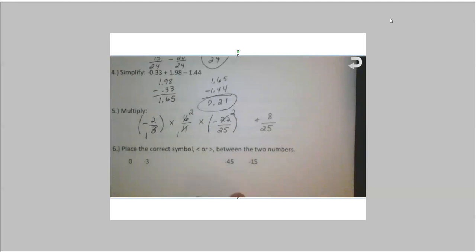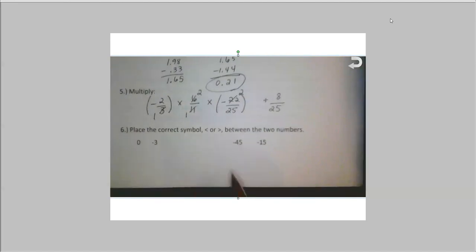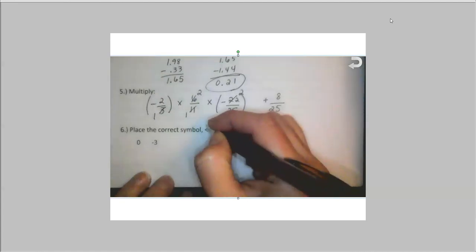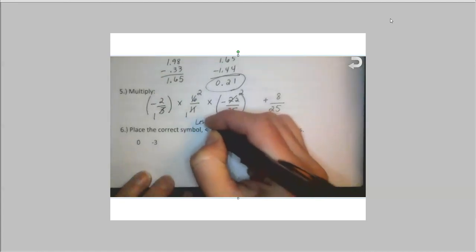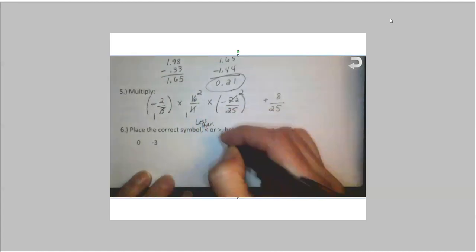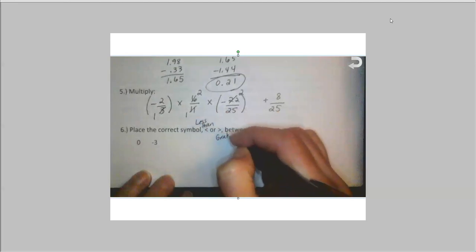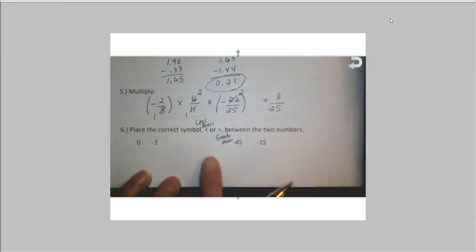Okay, number 6, we are comparing less than or greater than. Please make sure you understand which one is which. This is the less than symbol, and this is the greater than symbol. Well, I have a lot of students that get those confused. Me too. All right, so I'm comparing 0 and -3.